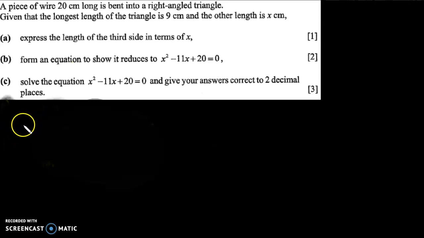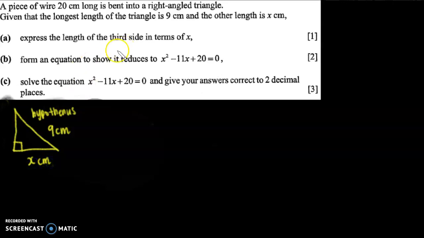First things first, since it's a right angle triangle, let's draw the right angle triangle, with the right angle here. The longest length of the triangle is 9 centimeters. A triangle has three sides, and the longest side is what we call the hypotenuse. The hypotenuse is 9 centimeters. The other length is x centimeters, so it's either one of these two. Let's put x cm over here.